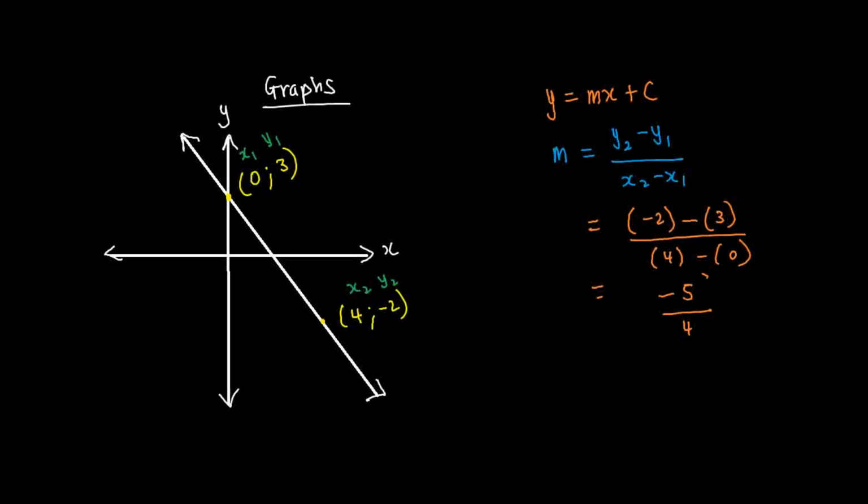So the gradient of the graph is -5 over 4. So let's write that out, right? Let's write that out.